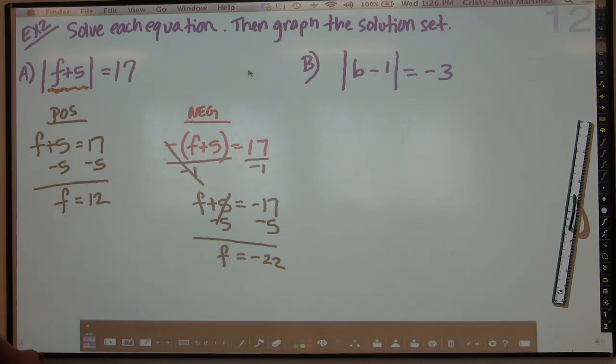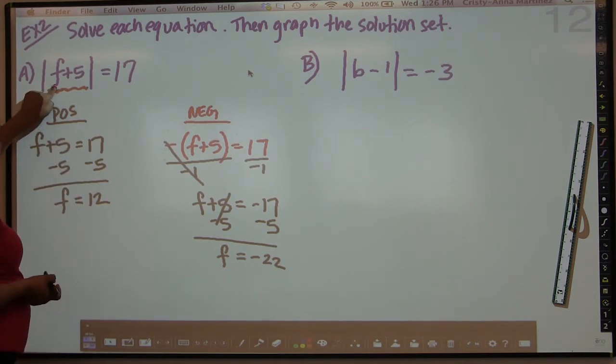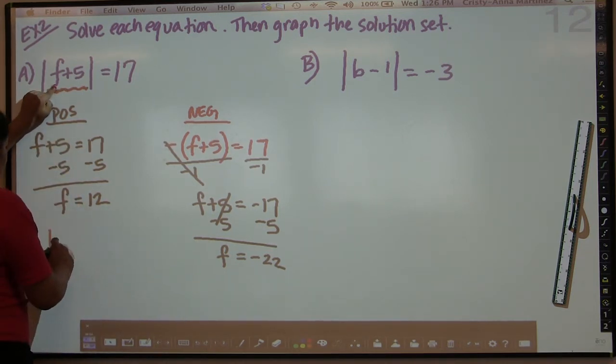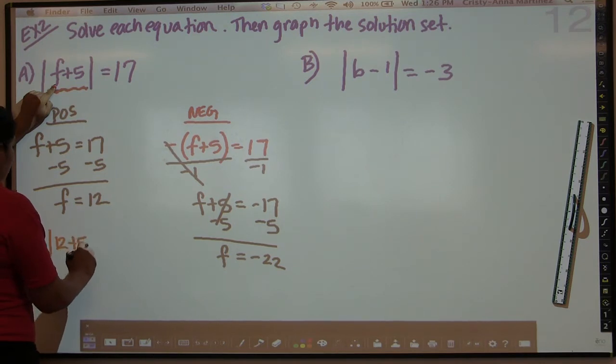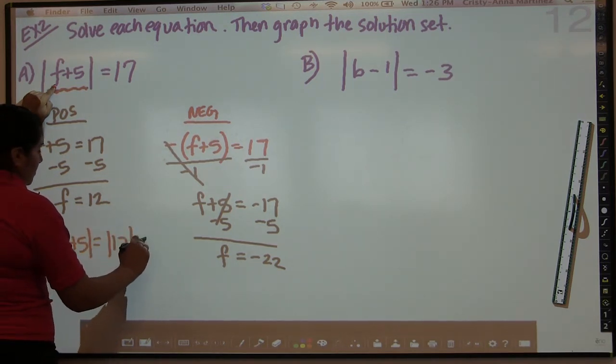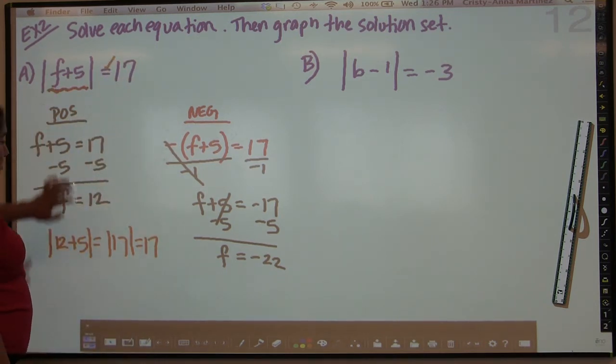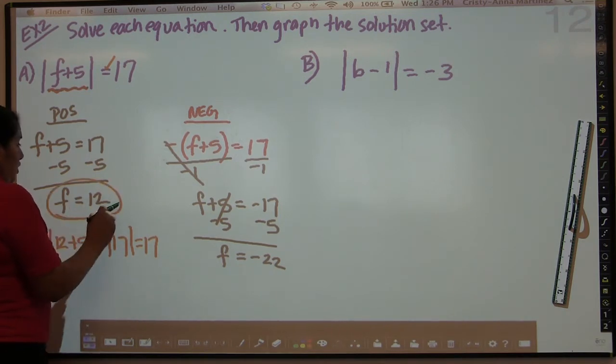Okay? And, as we did earlier, you can even evaluate this equation to see if you actually got the right answers by plugging it back in to the original. So if we're claiming that f is 12, if I replace the f with 12, I'm saying absolute value of 12 plus 5, which is equal to the absolute value of 17, which is equal to positive 17, which is in fact what it says it's supposed to be. So that one works. That means that this solution actually works.